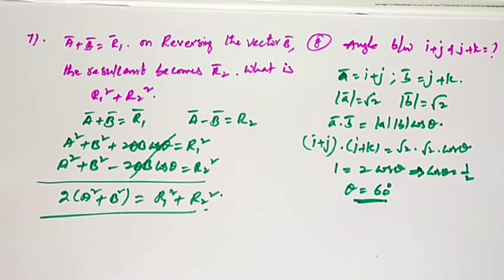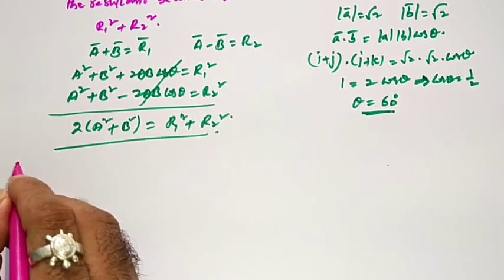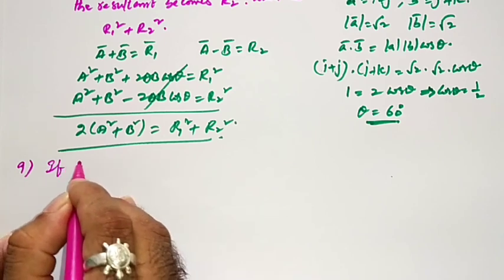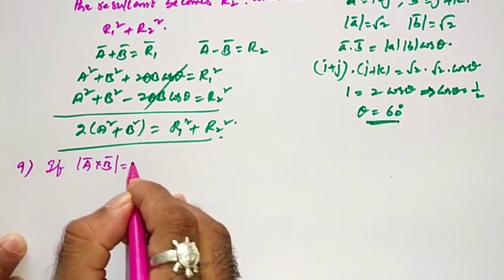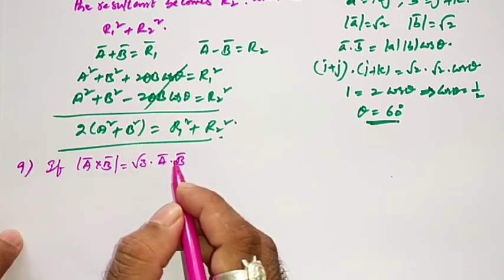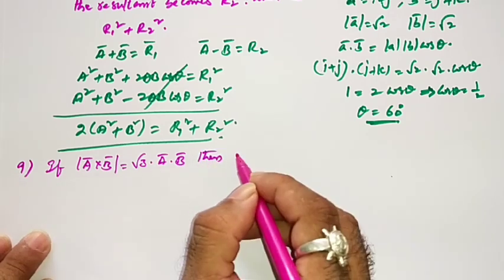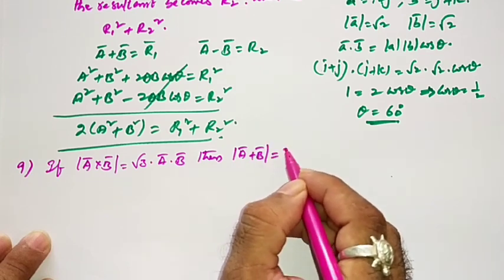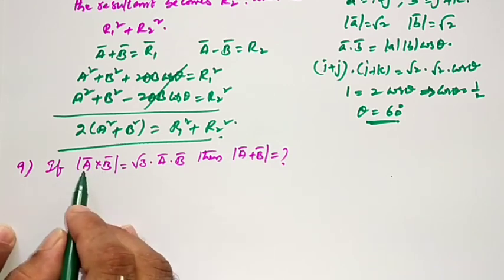Clear? Right. Now let us see another problem. That is question number 9. What is that? If the modulus of A cross B is equal to root 3 times A dot B, then what is the value of the modulus of A plus B? This is the question. Okay, all right, simply directly I am writing A cross B.